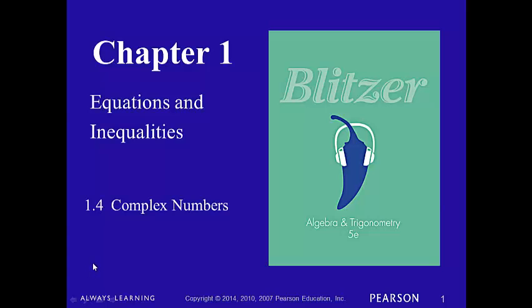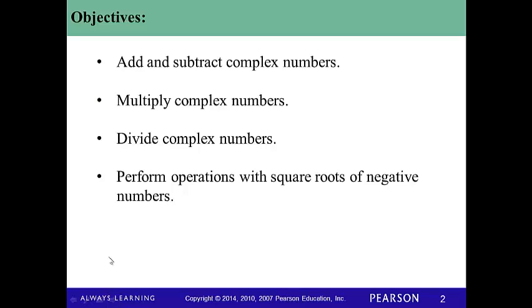Alright, chapter 1.4 is on complex numbers. Objectives: we're going to add and subtract complex numbers, multiply complex numbers, divide complex numbers, and perform operations with square roots of negative numbers.